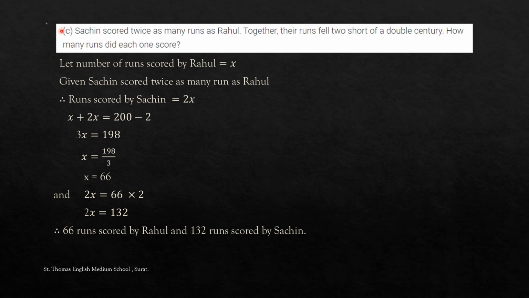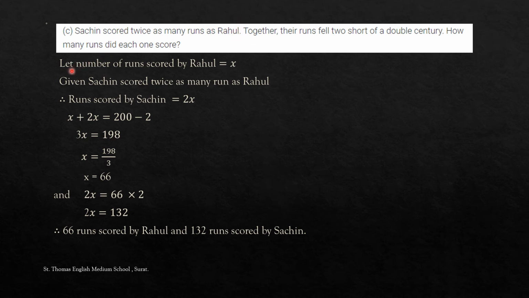Question number C. Sachin scored twice as many runs as Rahul. Together, their runs fell 2 short of a double century. How many runs did each one score? Here they have given two boys, Sachin and Rahul. Sachin scored twice as many runs as Rahul, and Rahul's score is not given.